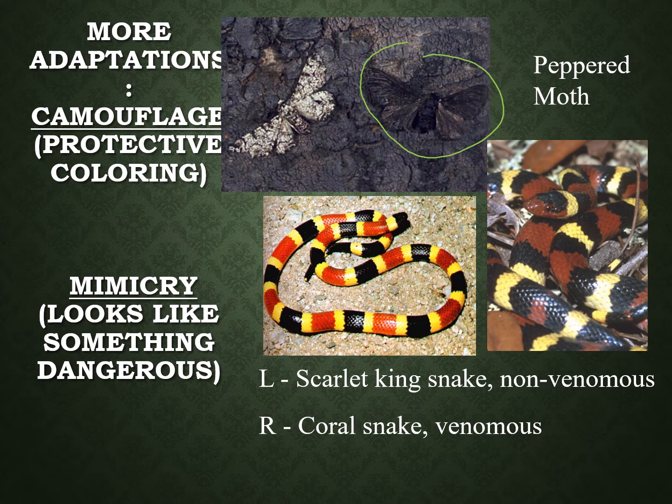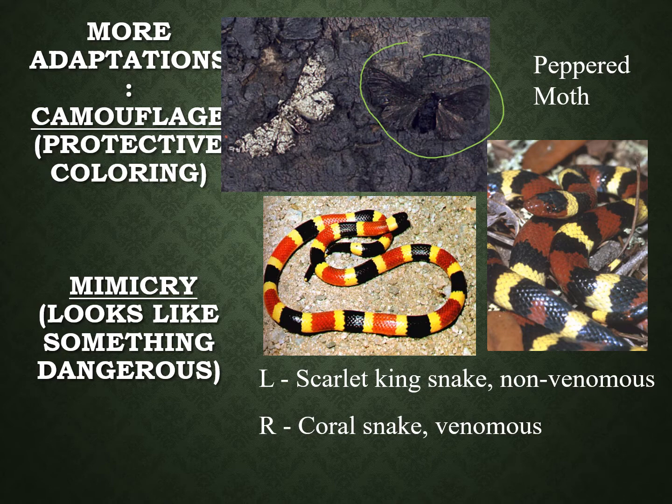So then we also have mimicry, which is when something looks like something else that's dangerous. So in this example here, the scarlet king snake is not venomous, but it has very similar coloring to the coral snake, which is venomous. So you can see both of these snakes have red, black, and yellow stripes, but only the one snake is venomous, the other one is not.